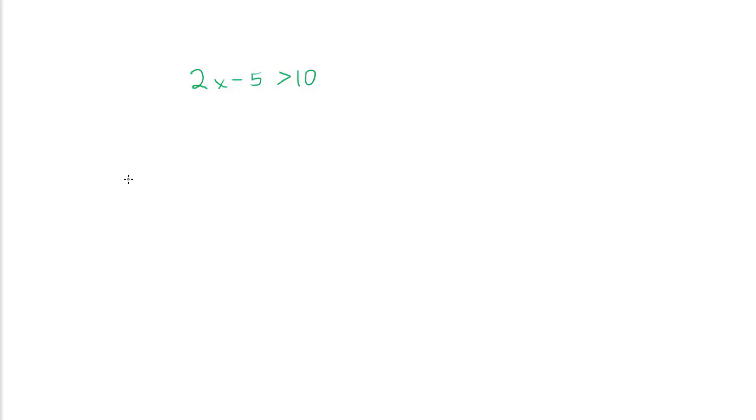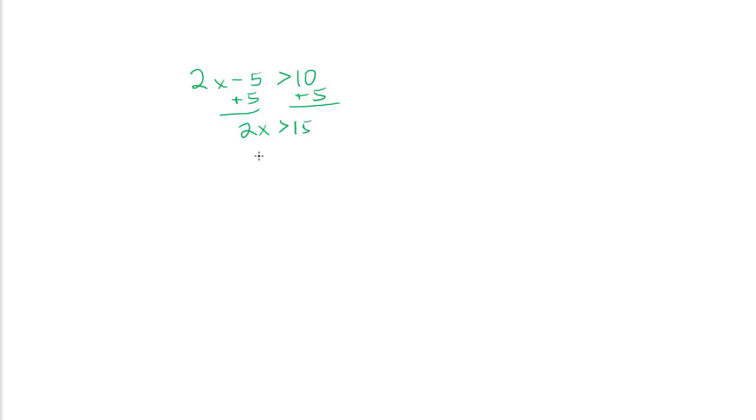Up until this point, we've only been looking at equations. But what if one side is not equivalent to the other side? We have an inequality as opposed to an equation. For example, 2x minus 5 is greater than 10. Well, generally, we solve this the same way we would an equation. I'm going to add 5 to both sides to get rid of the minus 5 on the same side as my x, leaving me 2x is greater than 10 plus 5, which is 15.